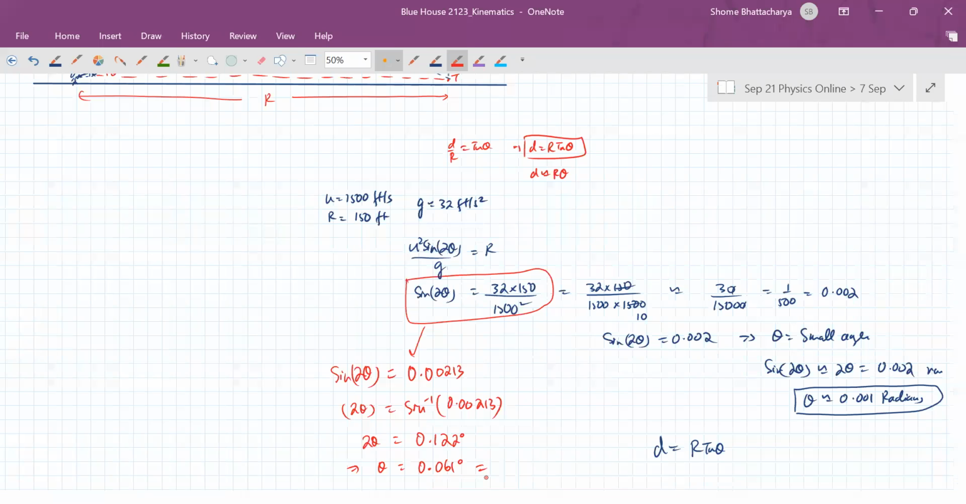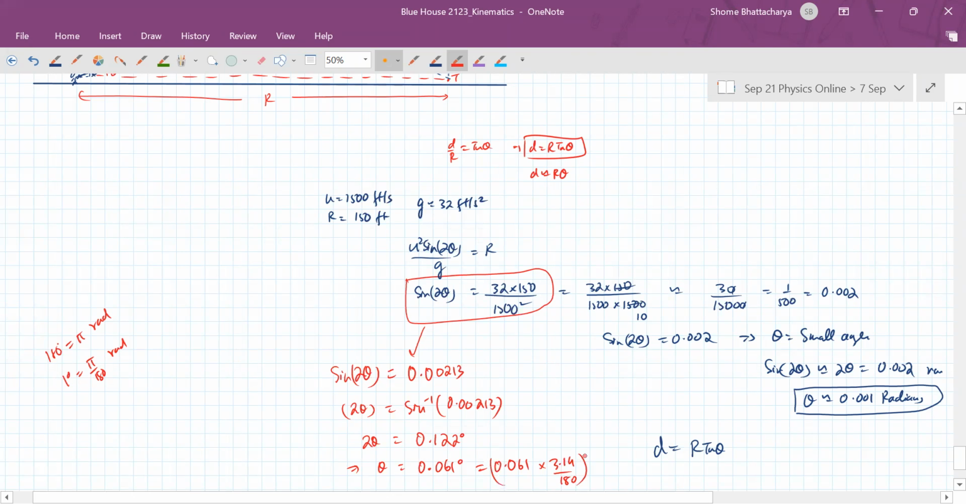So if I convert that into radians, 180 degrees is equal to pi radians. So 1 degree is equal to pi by 180 radians. So this will become 0.061 into 3.14 divided by 180 in radians. So let's see what that gives us. You can approximate it like 61 divided by 180.